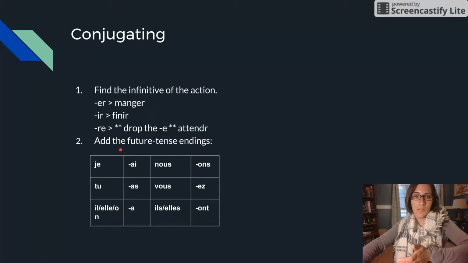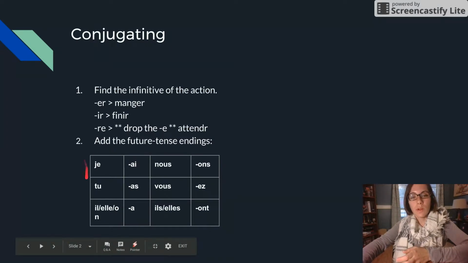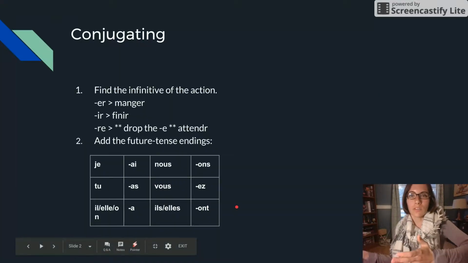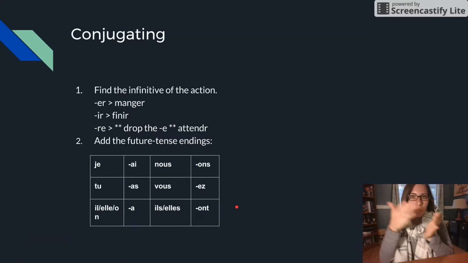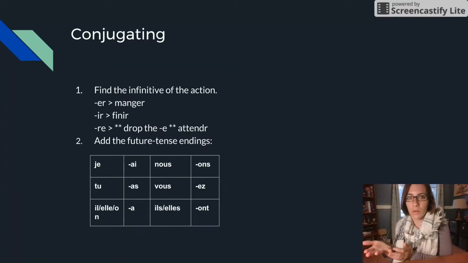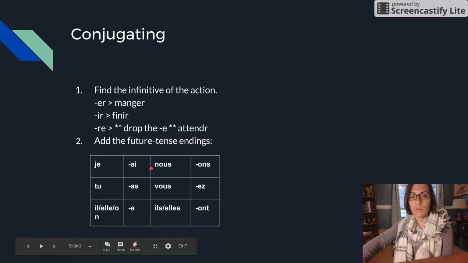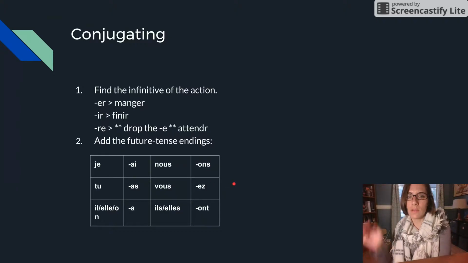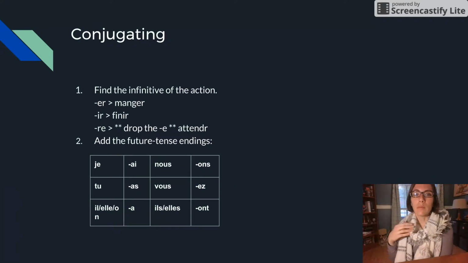And then you just add the future tense endings: AI, AS, A, ONS, EZ, ONT. You'll notice that in the boot, so right here, the je, tu, il, elle, and then il, elle plural, those are actually the conjugations of avoir. So it's the infinitive plus the conjugation of avoir for the je, tu, il, elle, and il, elle plural forms. But for the nous and the vous, it's just the endings, ons, ez, like in the present tense. Very easy.